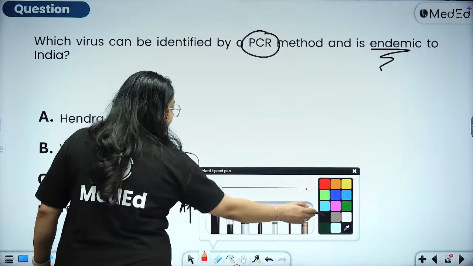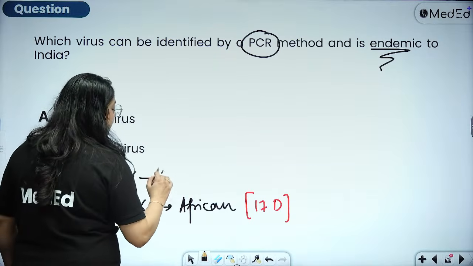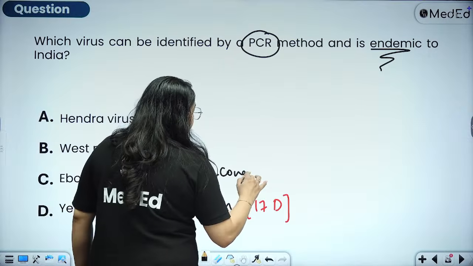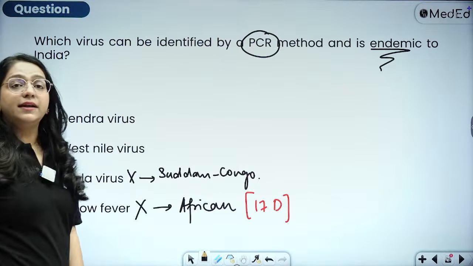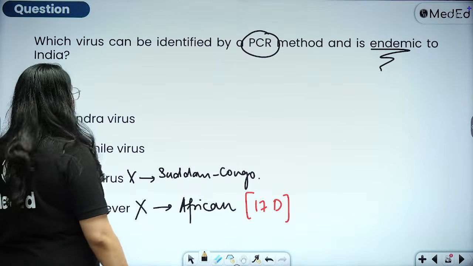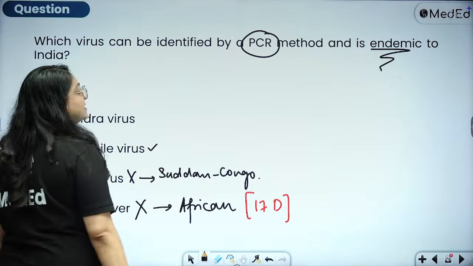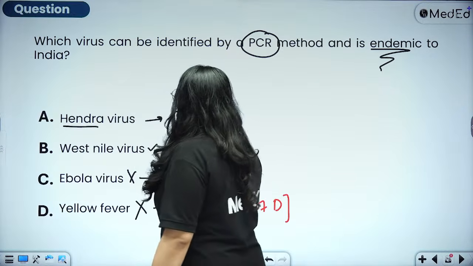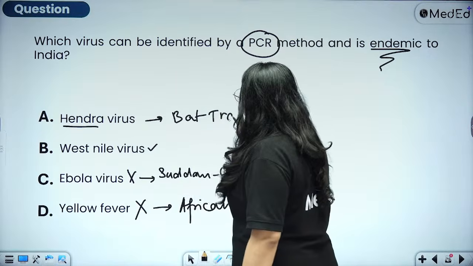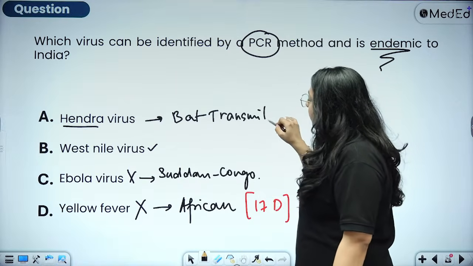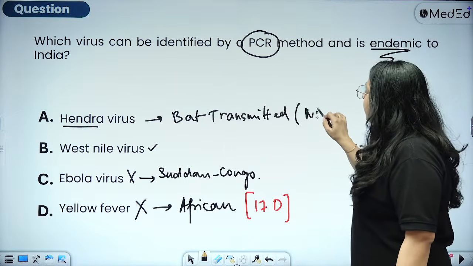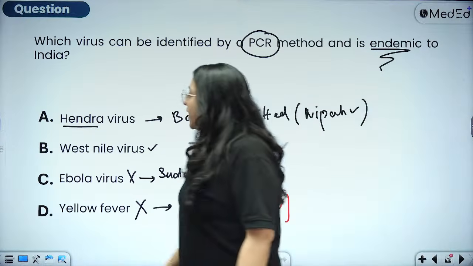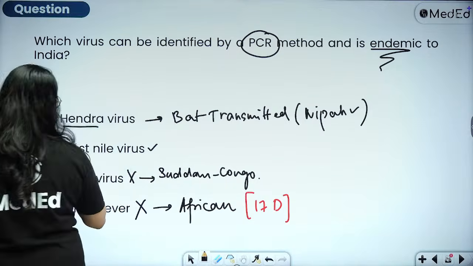Ebola, is it there in India? No, it is near Sudan and Congo, near the Ebola river of Zaire. Till date, no case of Ebola. West Nile, yes, West Nile virus is there in India. What about Hendra and Nipah? These are the bat transmitted viruses. Hendra has not been able to enter, but Nipah has entered in Kerala. So what is endemic to India? It is the West Nile encephalitis virus.